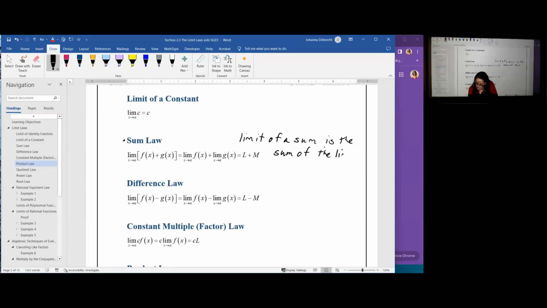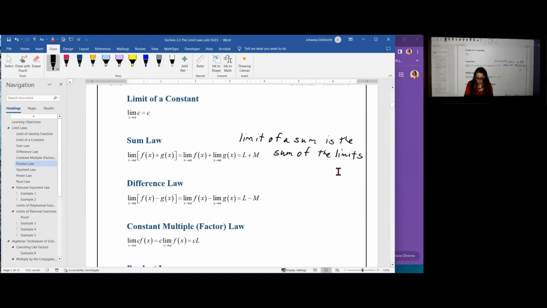We have a very similar rule for the difference. When we have subtraction between two functions, and then we apply the limit to this new function, f of x minus g of x, we find that we get the same thing if we evaluate the limit at the first and the second, and then subtract their limit values. The limit of a difference is the difference of the limits.